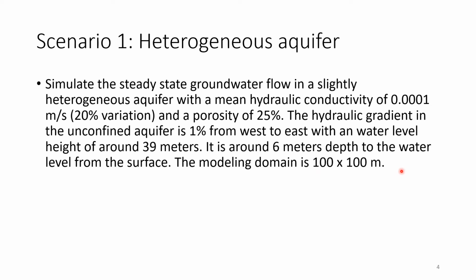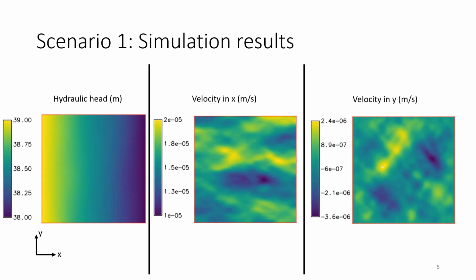Well, that sounds fair so far. Let's take a look at the results. So we have a hydraulic gradient from 38 to 39 meters, from 39 to 38 meters, over 100 meters, 1% is 1 meter. Well, okay. We have a velocity, and we see the heterogeneity in X and Y direction.